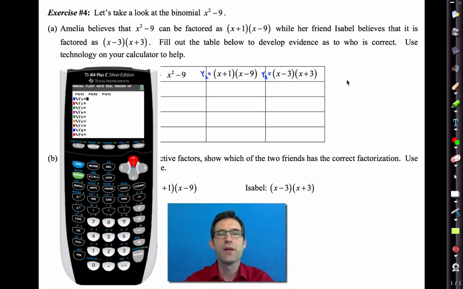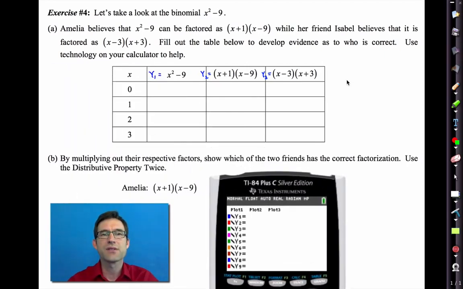All right, so let's do that. Let's go up to y1. Let's put in x squared minus 9. In y2, let's put in parentheses, x plus 1, parentheses, times parentheses, x minus 9, parentheses. In y3, let's put in parentheses, x minus 3, parentheses, parentheses, x plus 3, parentheses. Let me pause for a minute just to let you catch up, and maybe to let myself catch up.